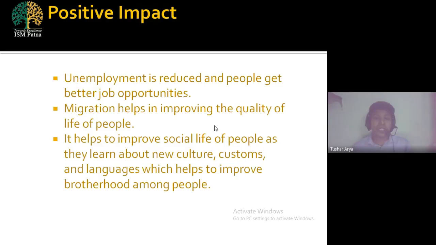So these are the positive impacts, and somewhere these positive impacts are also contributing to our economy and leading our country ahead. So it's a positive factor.